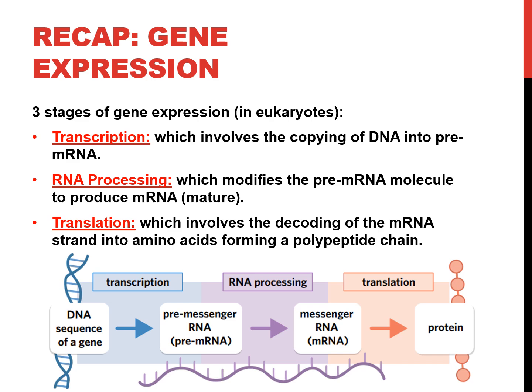So we looked at the three stages of gene expression. We've covered transcription now. We've covered RNA processing, and we're going to finish with translation today. So what is translation? It's essentially the creation of the polypeptide chain, which is the protein, through the decoding of the mRNA strand via a ribosome.